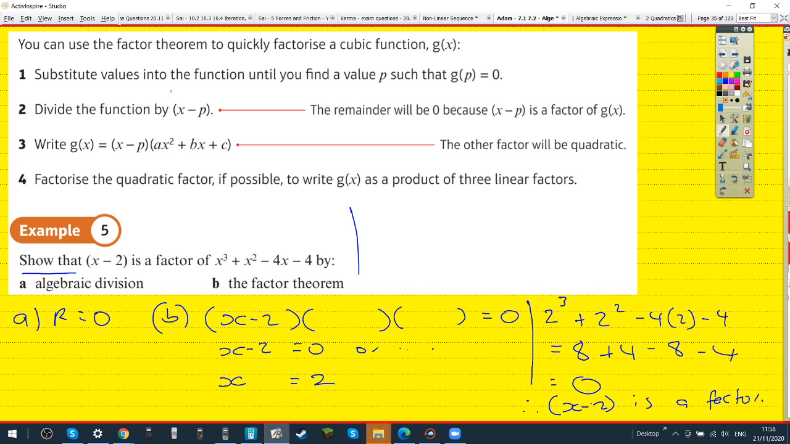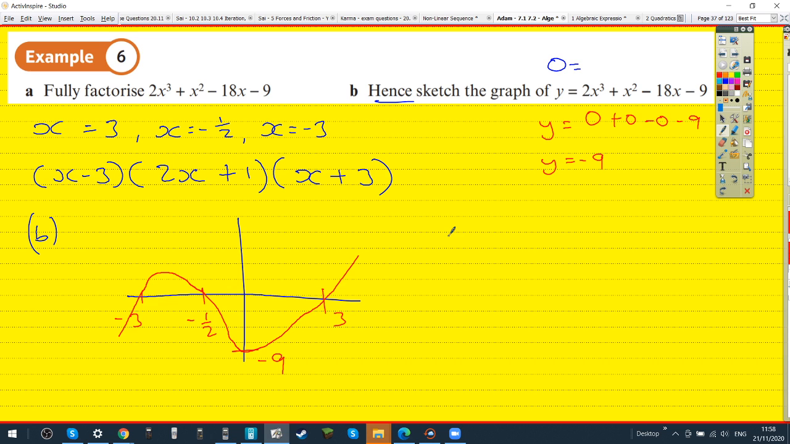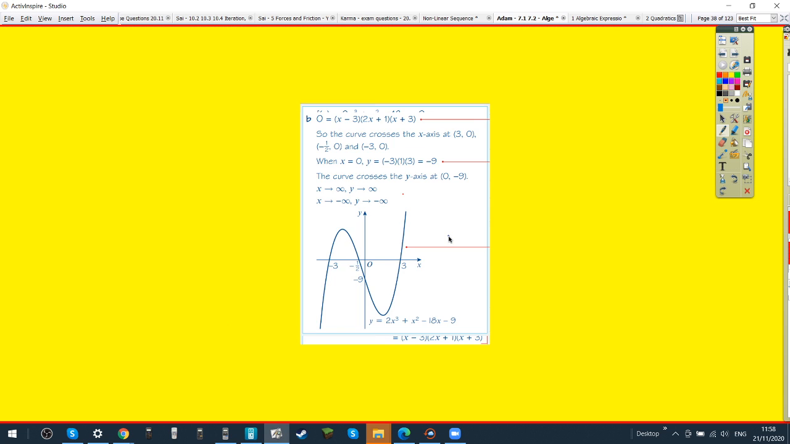Okay, factor theorem. If this is a factor, then that bracket must be equal to 0. And so when you sub in 2, in this case, this bracket would be 0. And so when you multiply them out, you get 0. And so that means if you sub in 2 into the original as well, you would also get 0. And so you can use that to show it's a factor by showing it has a remainder of 0. Fully factorize these, and then use that to sketch the graph.